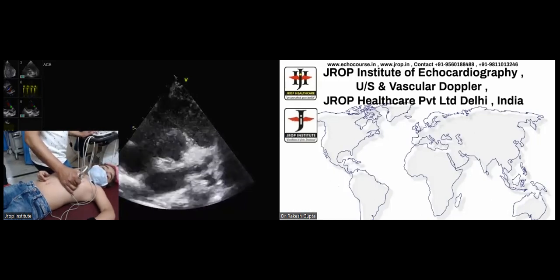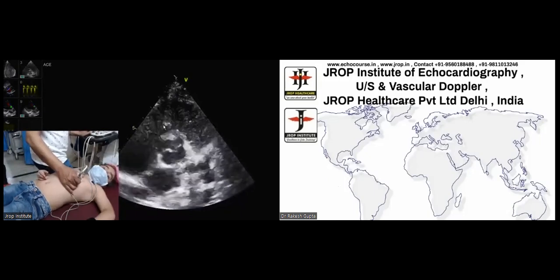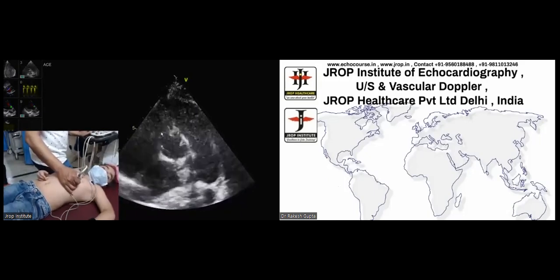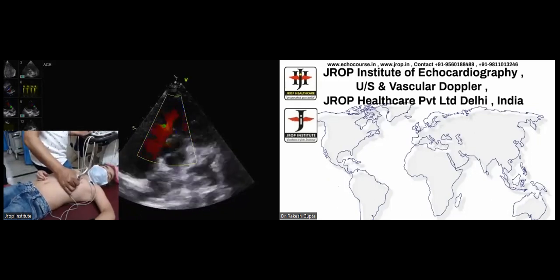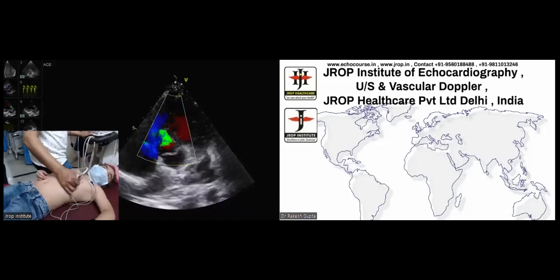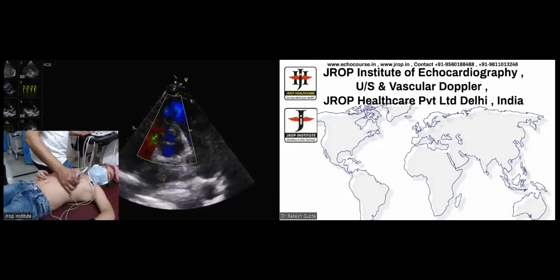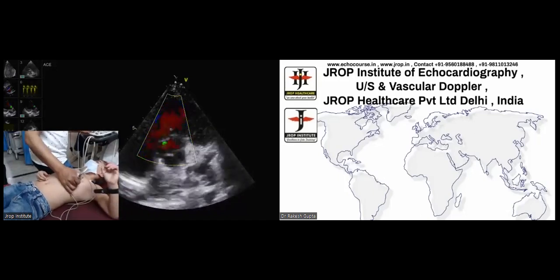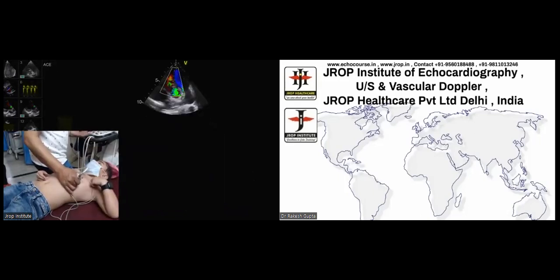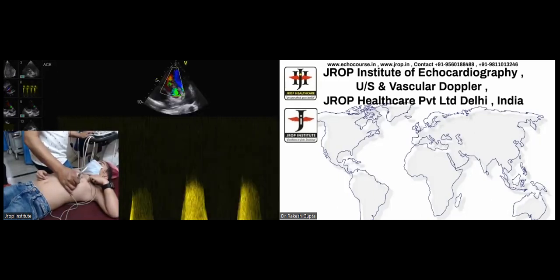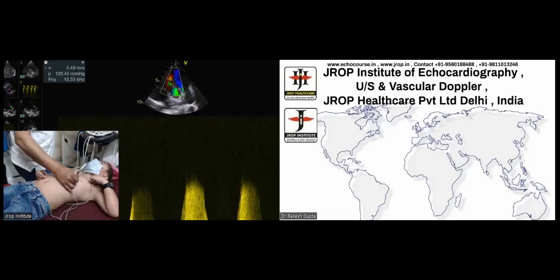So now I'm going to show you. Now look at this, some kind of a membrane you can see over here. And if you can see this membrane, I'm going to switch on the colors. Now look, this is the same jet which you are interrogating in the short axis view. We take a cursor, put on continuous wave Doppler, and I get a gradient of almost 120 millimeters of mercury. Very good for this child.